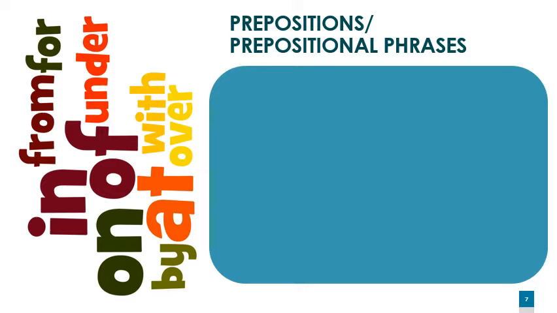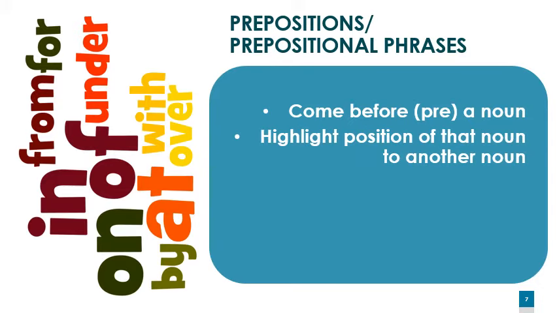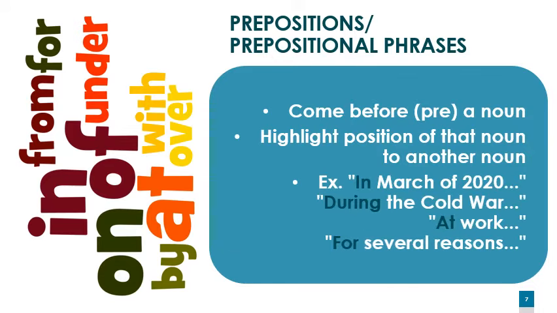Looking at prepositions and prepositional phrases, so again, some examples on the left there: in, from, of, on. They come before a noun, and we can see that prefix pre in the word preposition, meaning to come before. Their function is to highlight the position of that noun to another noun. So they're establishing relationships there. For example, in March of 2020, during the Cold War, at work, or for several reasons.